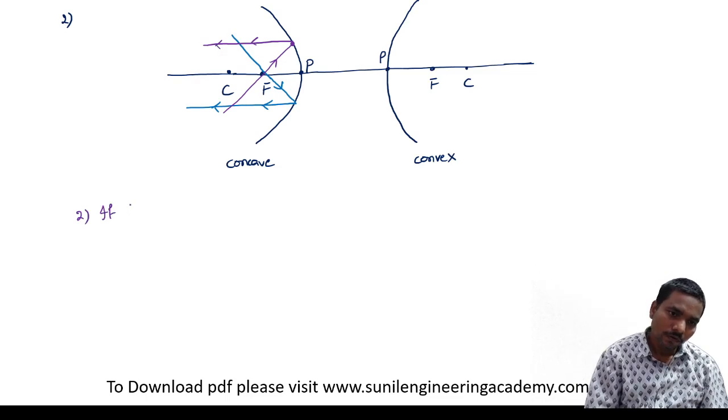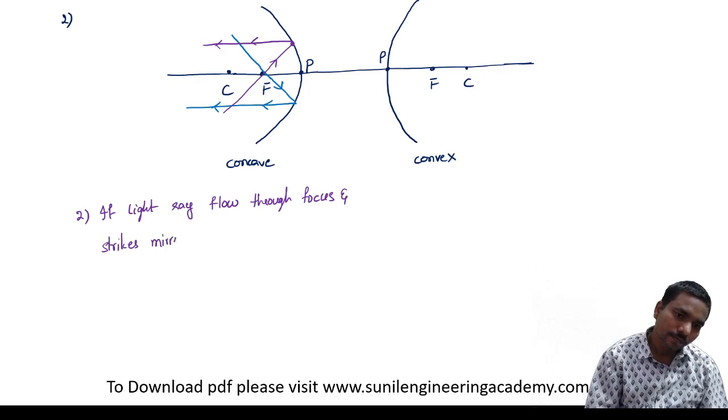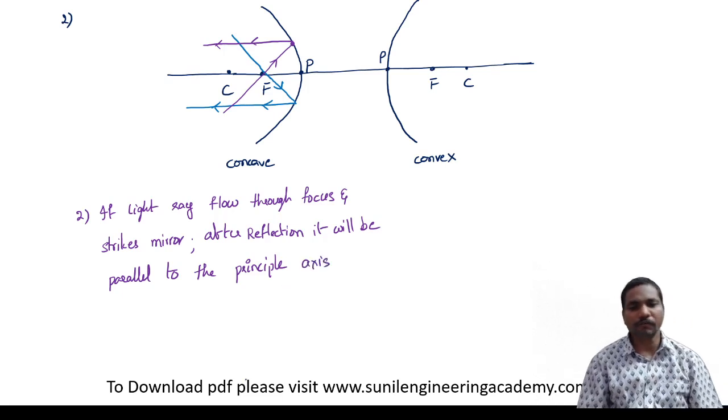If a light ray flows through the focus and strikes the mirror, after reflection it will be parallel to the principal axis. All of you clear? Just the opposite of the previous.